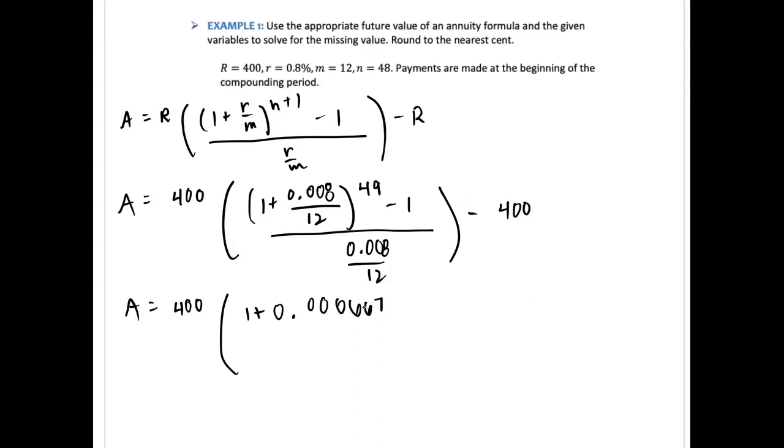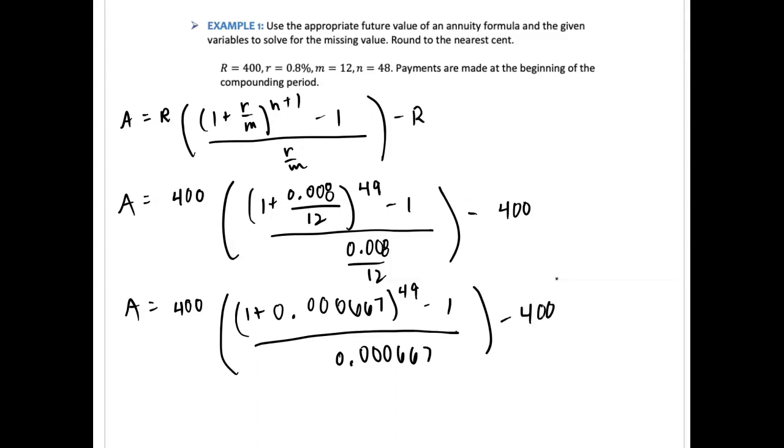Now, when you are doing these calculations, it is best to include as many decimal points as you can in intermediate steps, and then round when you get to the very last step. For practicality in intermediate steps here, we are writing down just 6 places after the decimal point. So all of this to the 49th power. And then again in the denominator, the 0.008 divided by 12 becomes 0.000667.